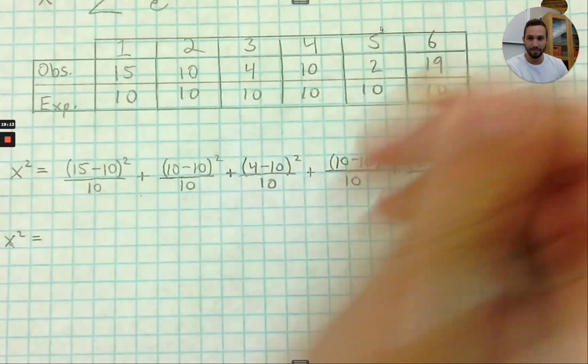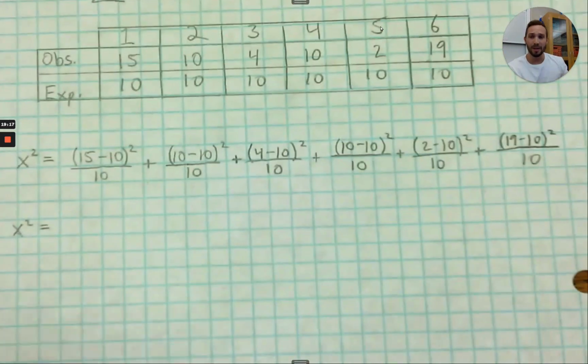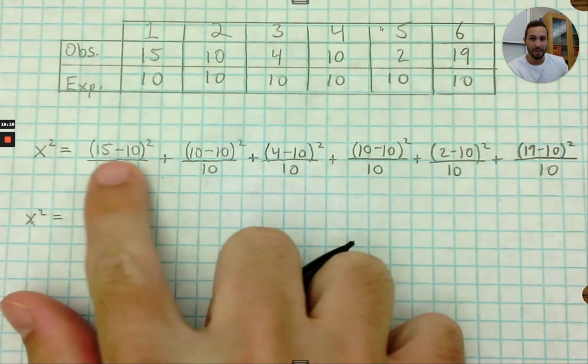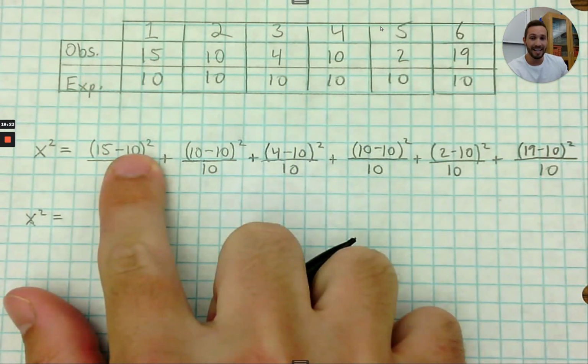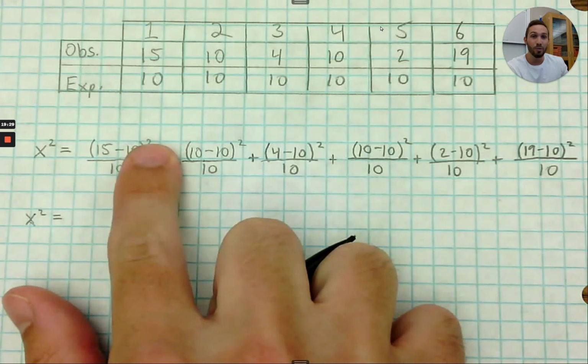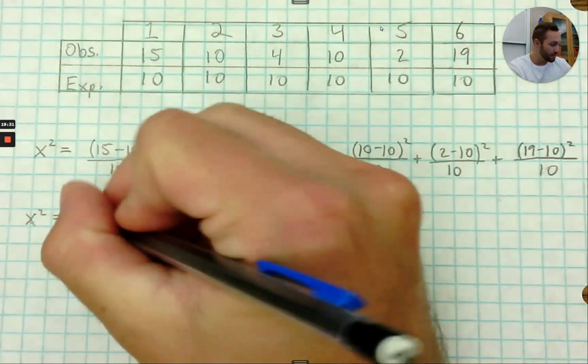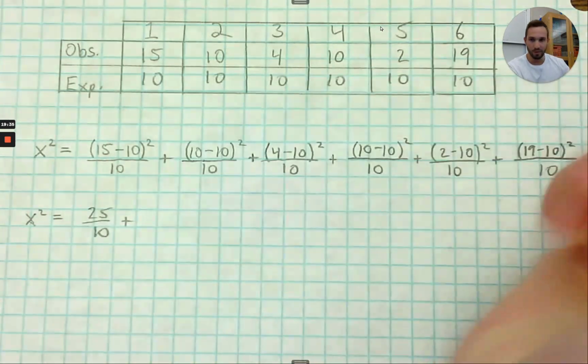And I don't have a calculator in front of me, but I think I can do this without a calculator. So for example, let's start simplifying. 15 minus 10, that's negative 5. Sorry, that's 5. I already messed up. 15 minus 10, that's 5. 5 squared is 25 over 10. So I'm just going to simplify this. That's 25 over 10. Right?